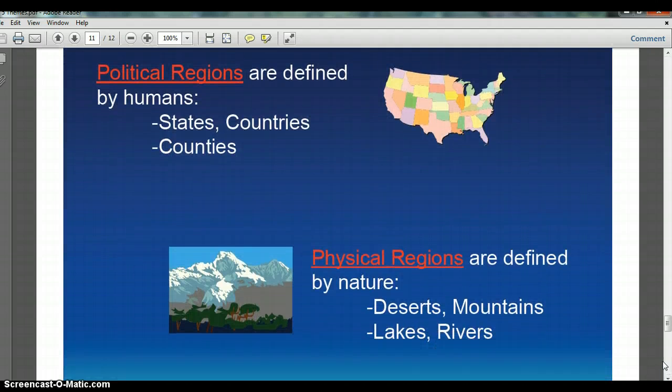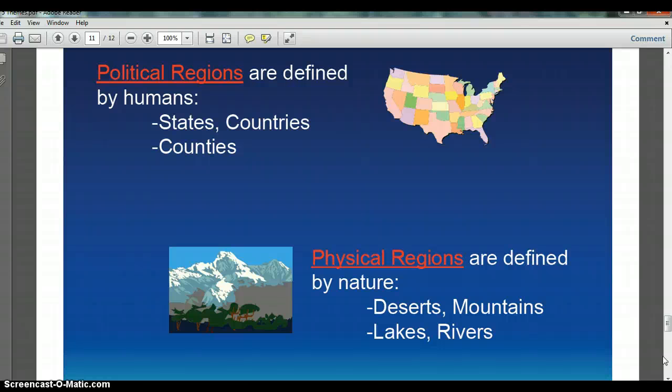Political regions are defined by humans, so they are borders of states, countries, counties, etc. Physical regions are not defined by people so much as they are defined by nature. So we here would classify physical regions by deserts, by mountains, by rivers, by lakes, etc. They are physical regions. So a great example for this would also be the United States is a political region. Kansas is a political region. And Olathe is even a political region.